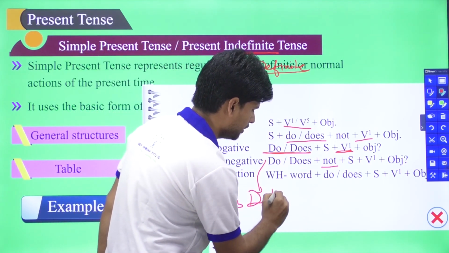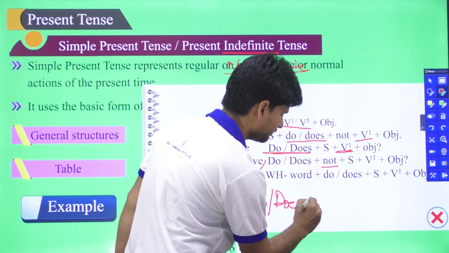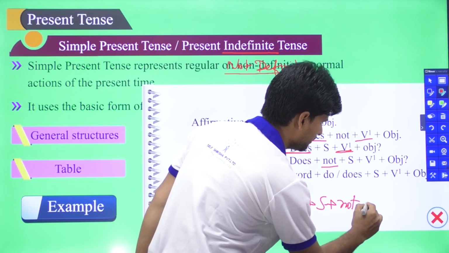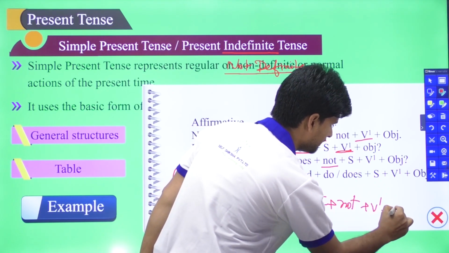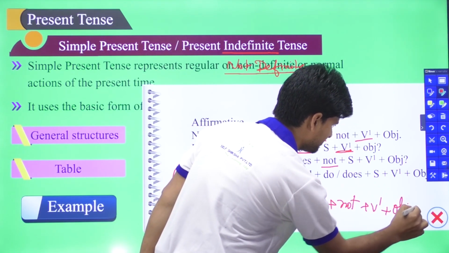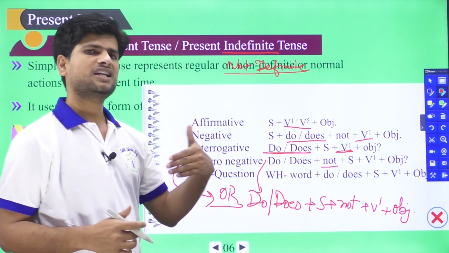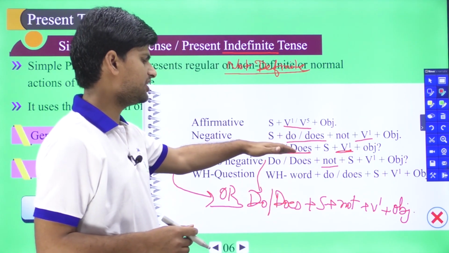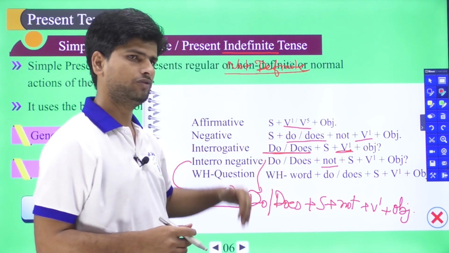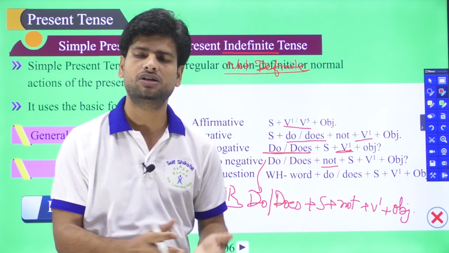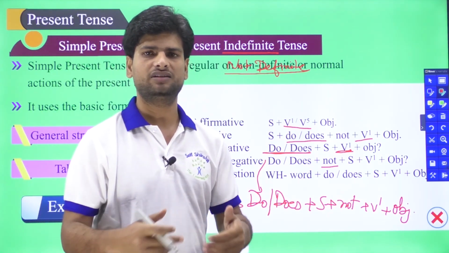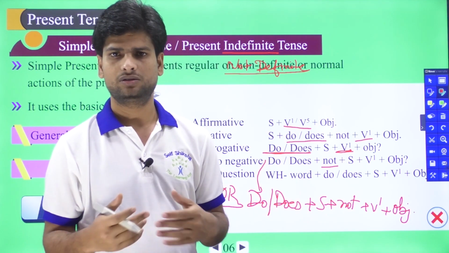For example, do and does plus subject plus not plus V1 plus object. The basic general structure means not can also be put after the subject. ठीक है. Basically this one is followed, not before the subject, in conversational form of English, and this one is followed in traditional grammar or in the written form of English.